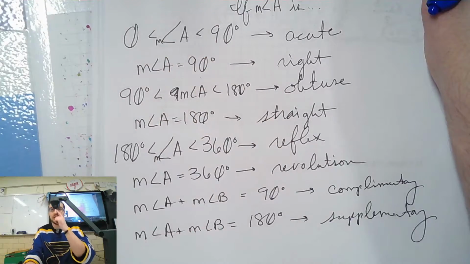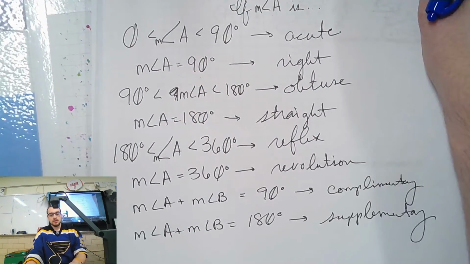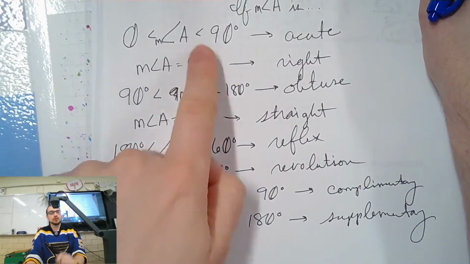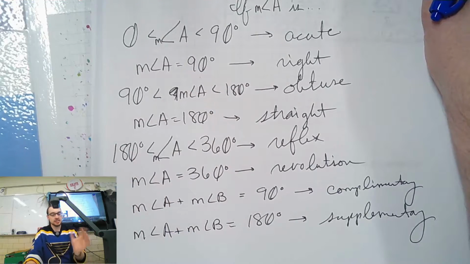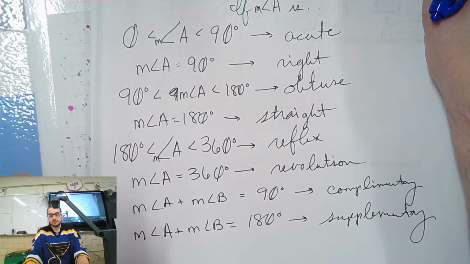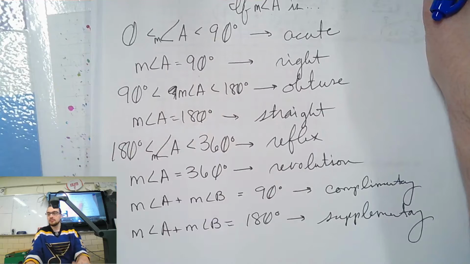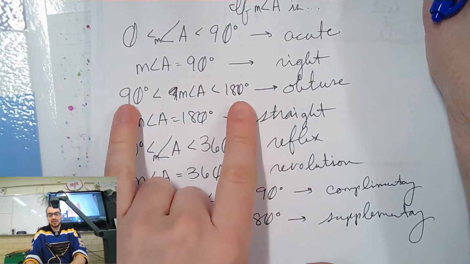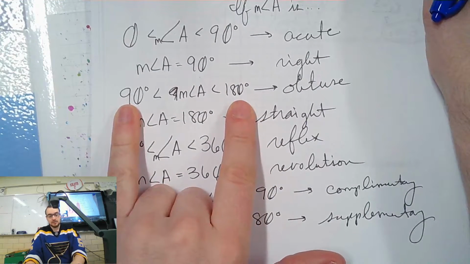So, acute. If it's between 0 and 90, it's acute. No lines underneath here because if it equaled 90, then it would be a right angle, right? So it doesn't include 90, doesn't include 0. Right angle is 90. If it's between 90 and 180, not including 90 and 180, it's obtuse.